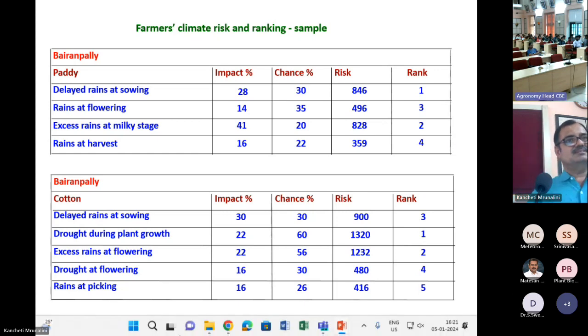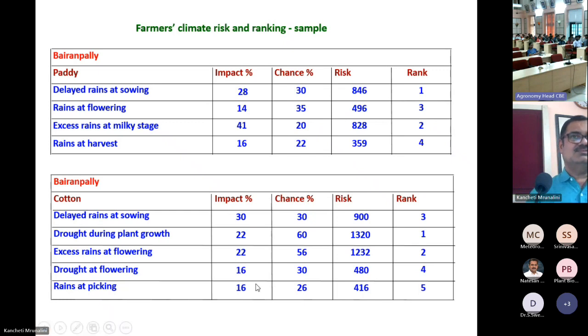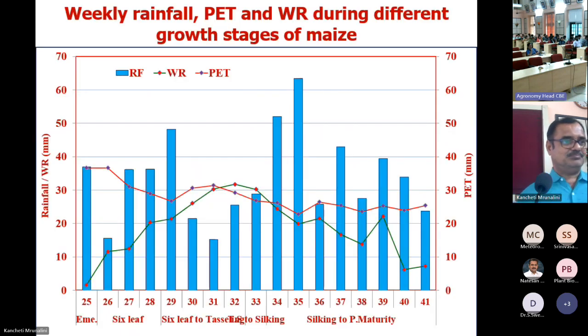Like that, we have collected farmers' perceptions, and we corroborated this with the actual weather data taken for the region. So almost they are matching. So like that, we have to identify the risks for various regions, and we have to corroborate with the rainfall pattern. Then, as agronomists, we have to think of what strategies or management practices are to be adopted to overcome the risks.